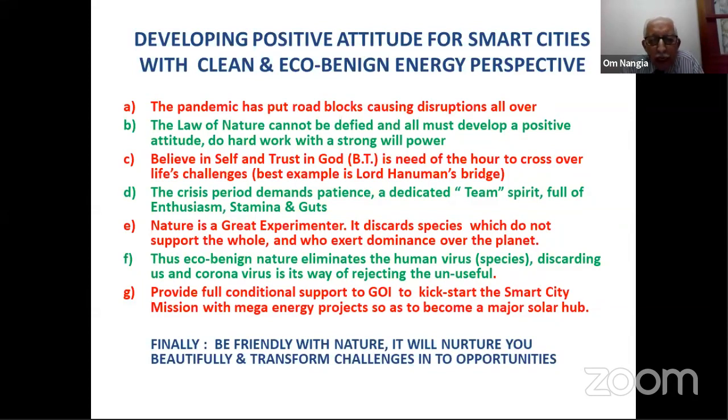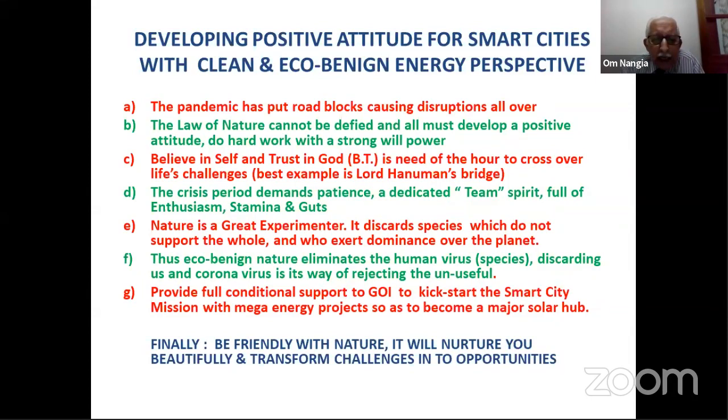Although the pandemic has put roadblocks, causing disruptions, the law of nature cannot be defied, and we all must develop a positive attitude. With positive attitude and by believing in self and trust in God, we can overcome this. The crisis period demands patience and dedicated team spirit. We must work hard like Japanese or Chinese people, who are definitely categorized as very hardworking people.